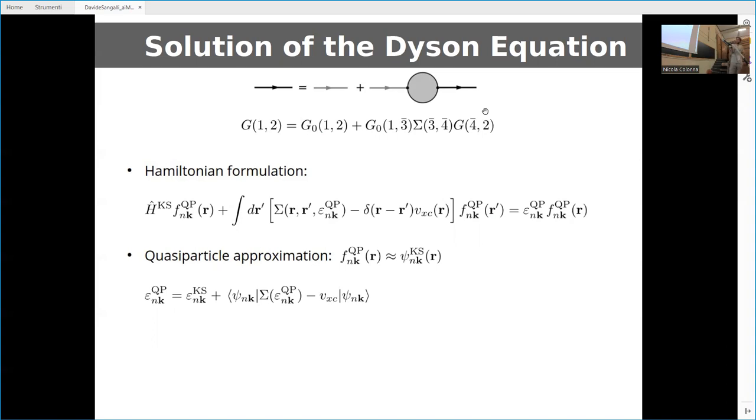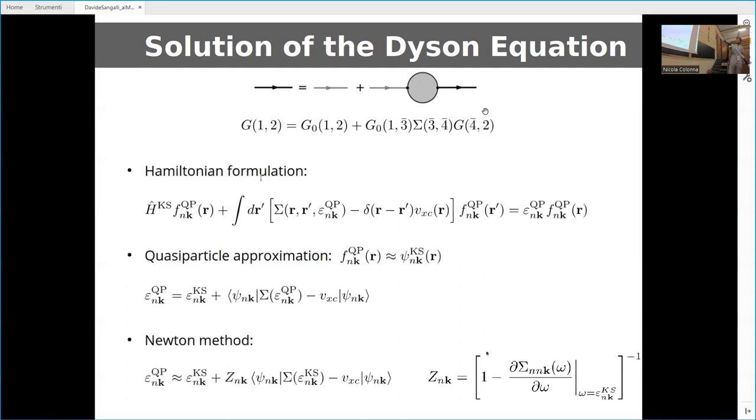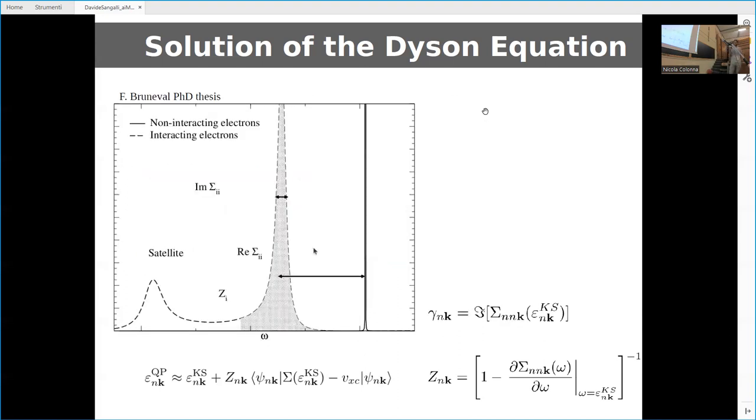And in particular, for the frequency dependency, what one usually does is to do what is called the Newton method. Let's say that I take this self-energy and I expand it around the Kohn-Sham energy. And then this equation becomes this one, where there is this prefactor coming from the Taylor expansion of the self-energy.